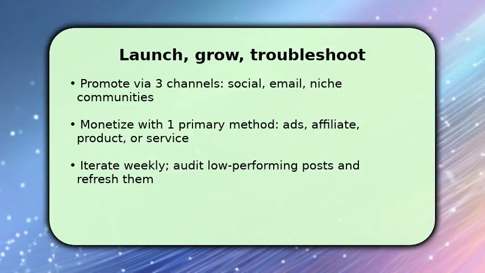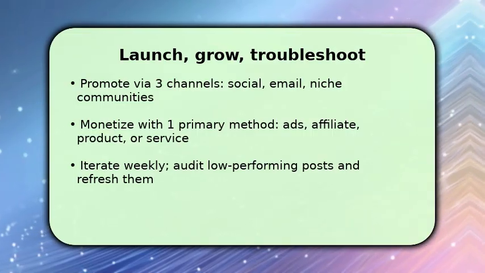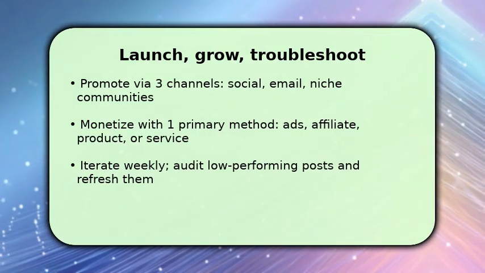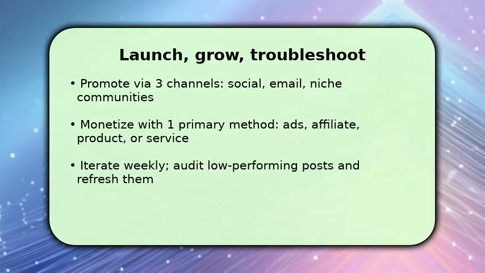Once traction appears, pick one primary monetization path like affiliate links, a digital product, or consulting and lean into it. Iterate weekly by auditing traffic, engagement, and revenue, update underperforming posts, and repurpose high performers.